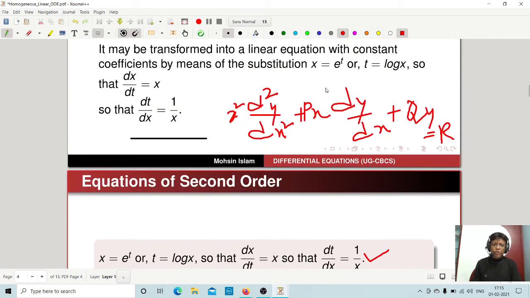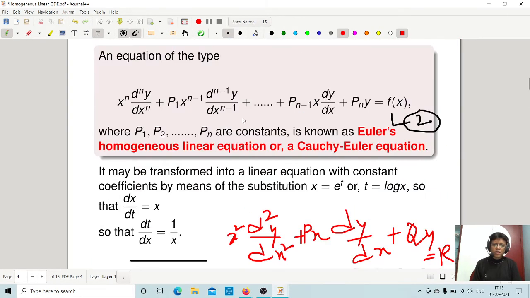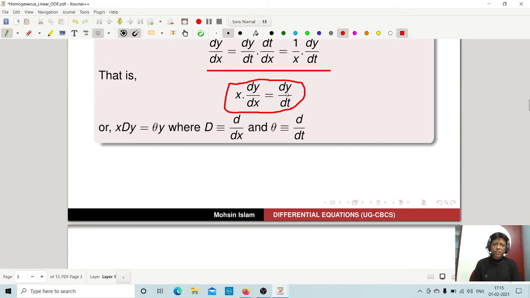Look at that. Your equation has x dy/dx, you can see this part. That will be converted into dy/dt, a simple derivative, and x is not there. If you write D as an operator equivalent to d/dx, and theta equivalent to d/dt, then x dy/dx equals theta y. So this is converted into x dy/dx equal to theta y.